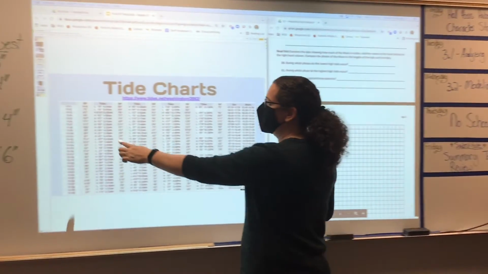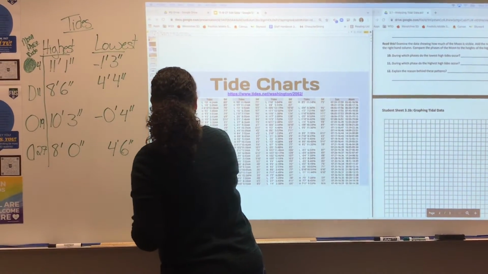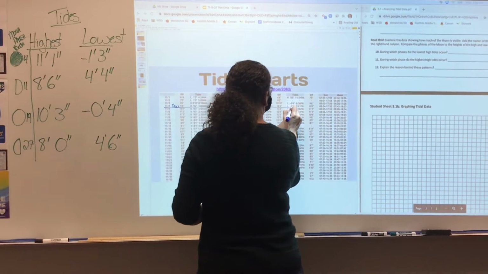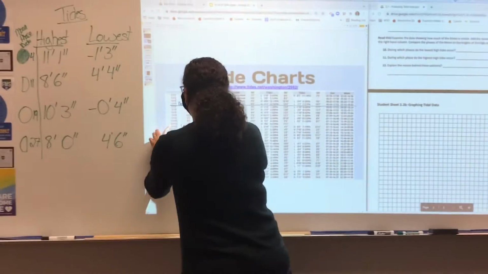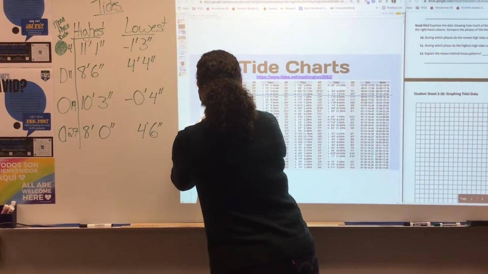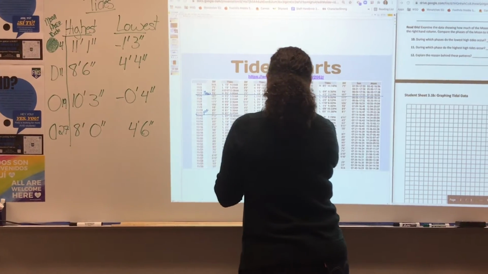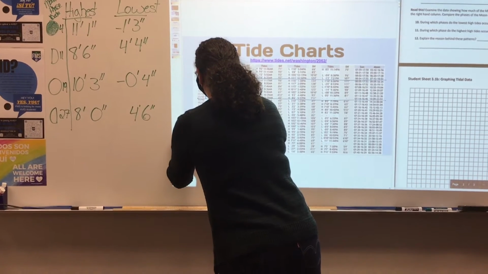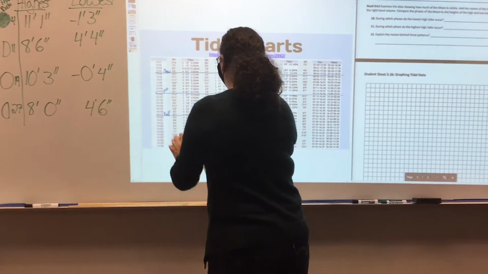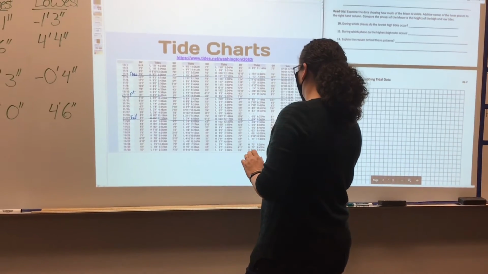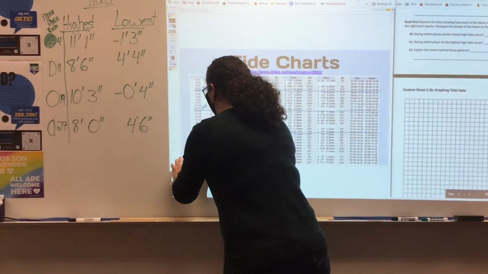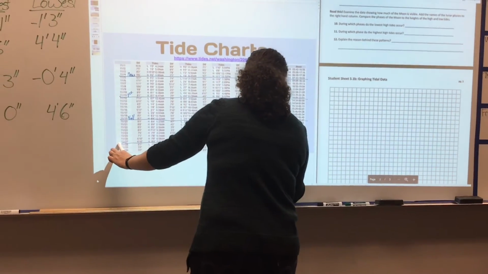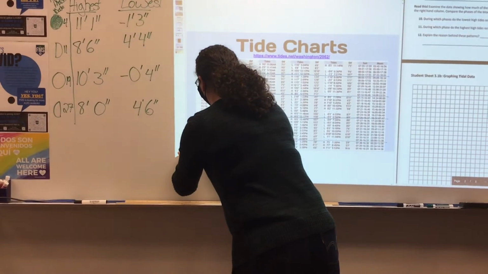All right, so November 4th is new moon. So we're gonna be looking at this data right here with November 4th. And then November 11th was the first quarter moon. So we'll be looking at this data. And November 19th is the full moon. So we'll be looking at this data, and I'll get out of your way here in just a second so that you can see the data. And then November 27th is the third quarter.